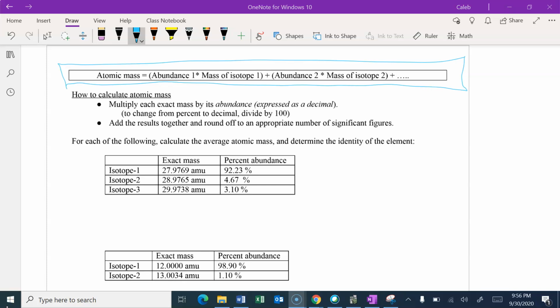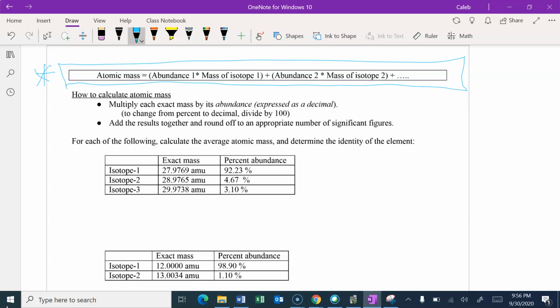And down here we've got just a different way of looking at solving this same type of problem. You can use whichever method makes the most sense to you. We will be using, in pre-AP chemistry, that equation for something else later, so you need to be aware of it, that atomic mass is abundance times mass plus abundance times mass plus abundance times mass.